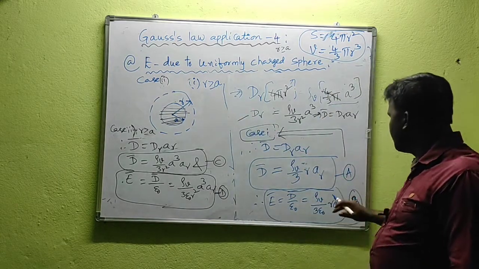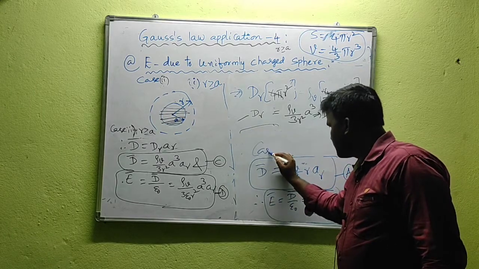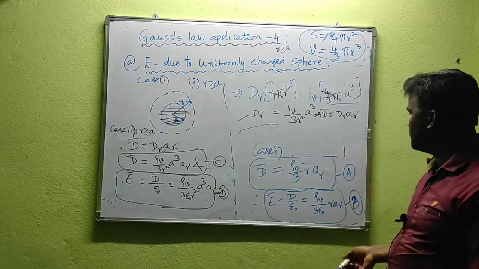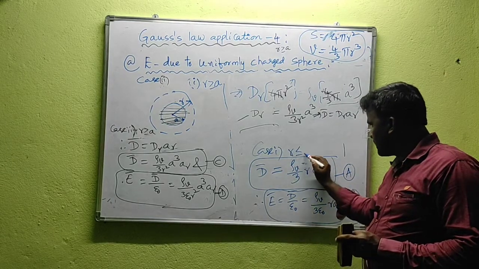And this is case 1. For case 1 we have expressions. Let us take case 1. For case 1 we have an expression like this. What is case 1? R is less than or equal to A.